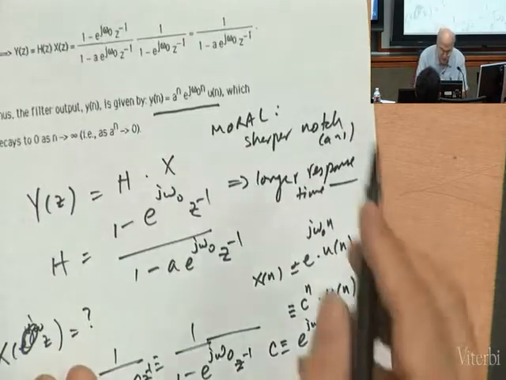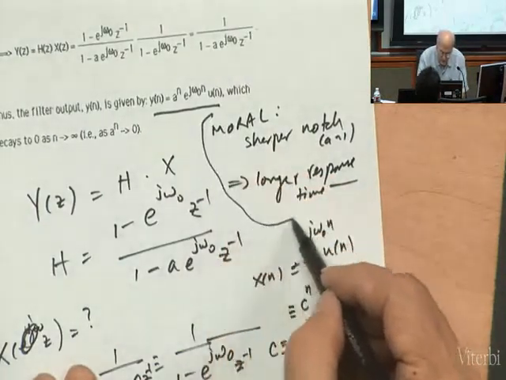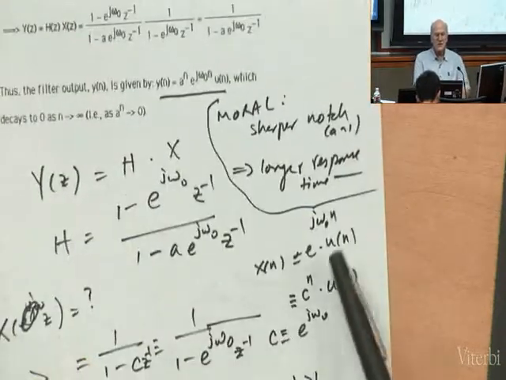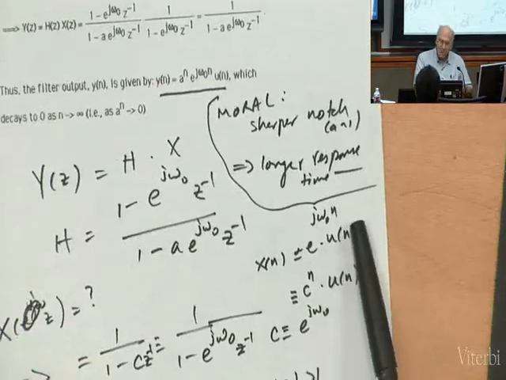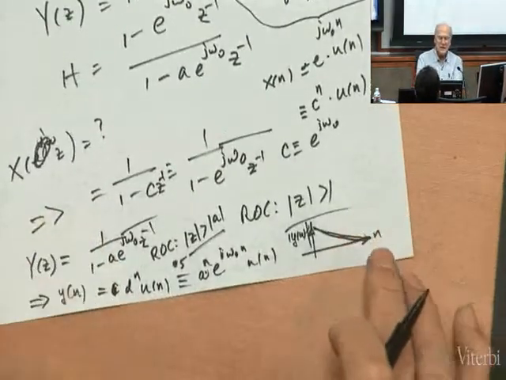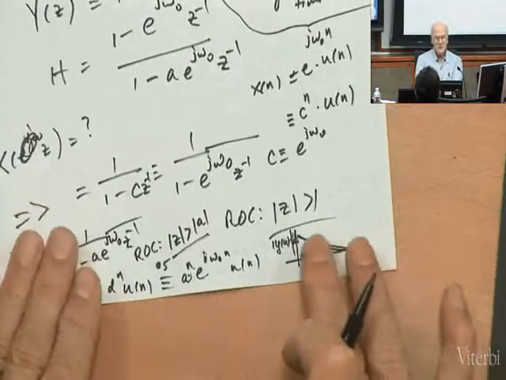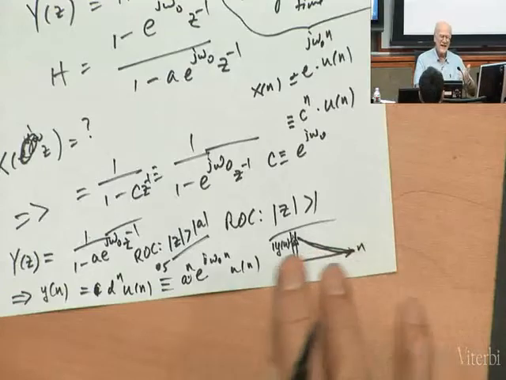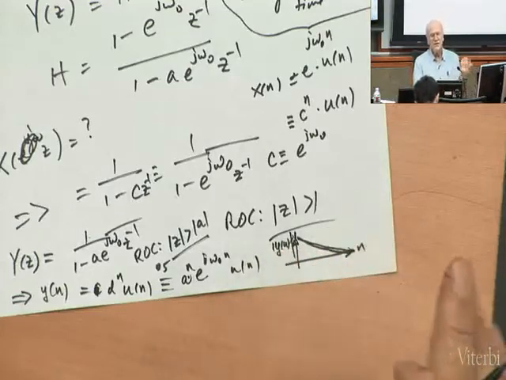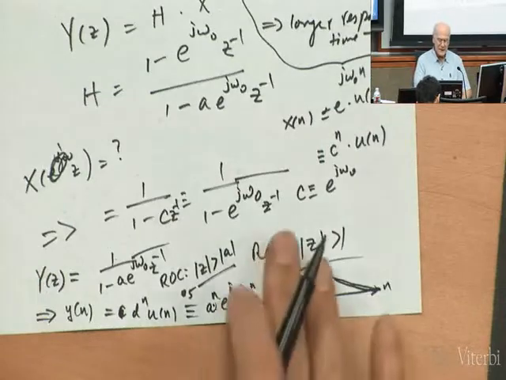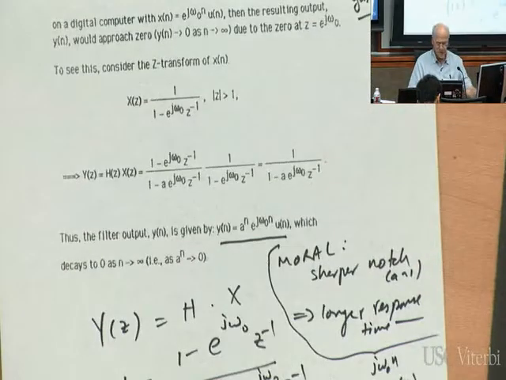If you're trying to use one of these filters to notch something out, you have to wait long enough for all the transients to decay, because initially this will not be 0, and it won't be 0 until this thing has converged. y of n never actually goes to 0, but it approaches 0 very closely. So that is the story of this first order notch.